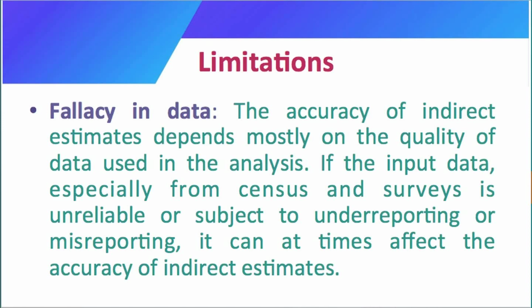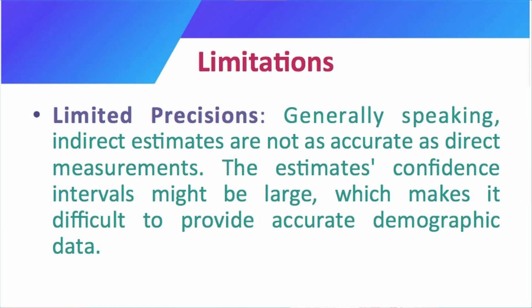Then there is fallacy in data. The accuracy of indirect estimates depends mostly on the quality of data used in the analysis. So if the input data, especially from census and surveys, is unreliable or subject to underreporting or misreporting, it can at times affect the accuracy of the indirect estimates. Then there is limited precision. Generally speaking, indirect estimates are not as accurate as direct measurements. The estimates' confidence intervals might be very large, which makes it difficult to provide accurate demographic data.